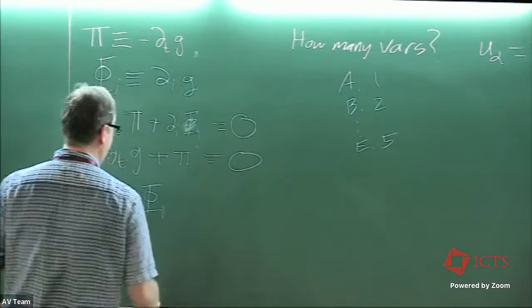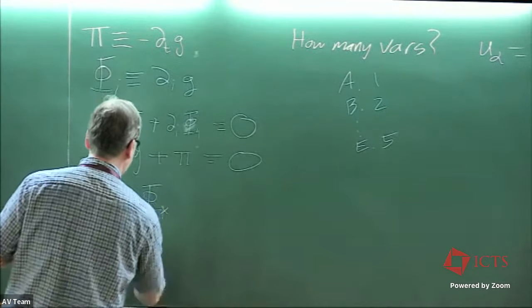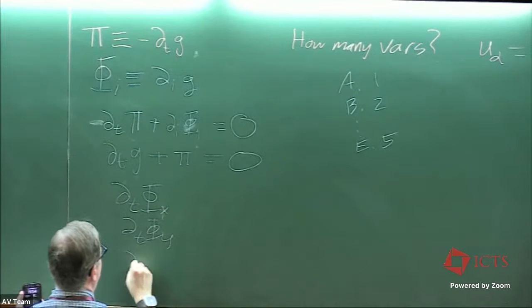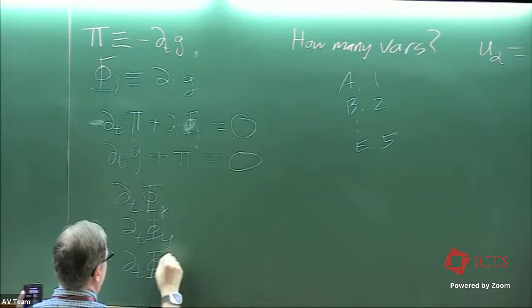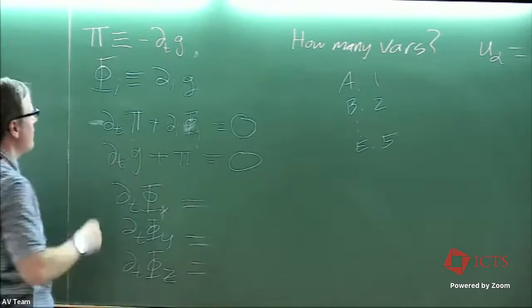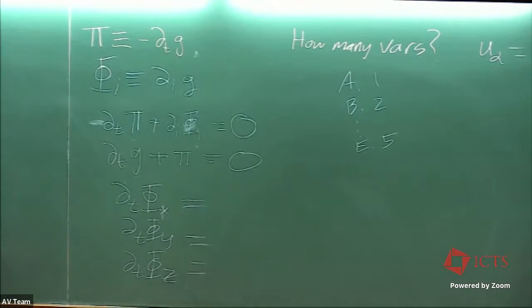In fact, I'm just going to write this as phi x, phi y, and so on. How do we get them? Yeah, there's a symmetry involving partial derivatives. What we're going to need to do is take this equation right here and take a time derivative of both sides.